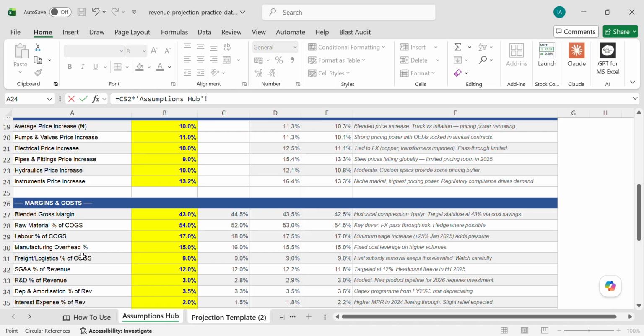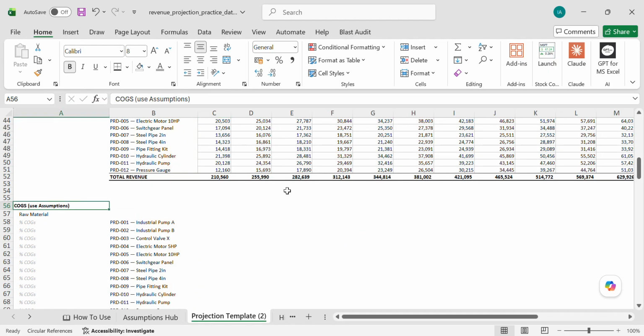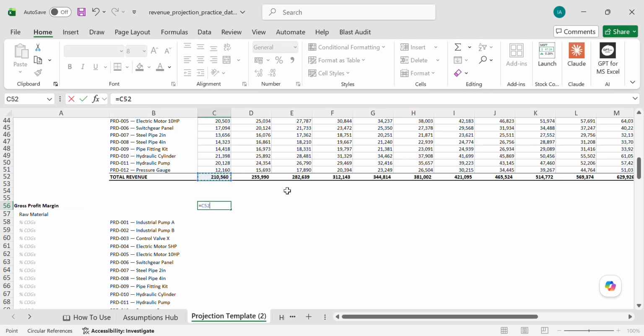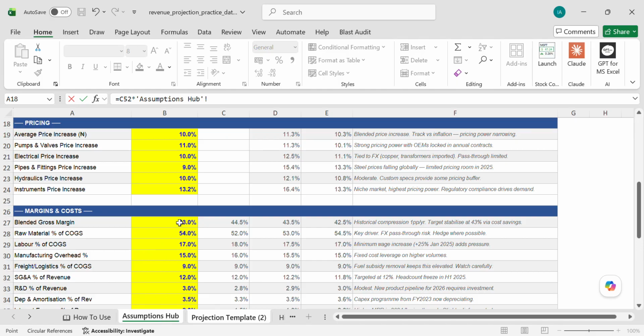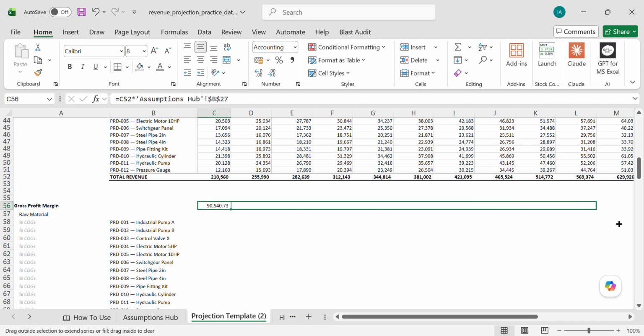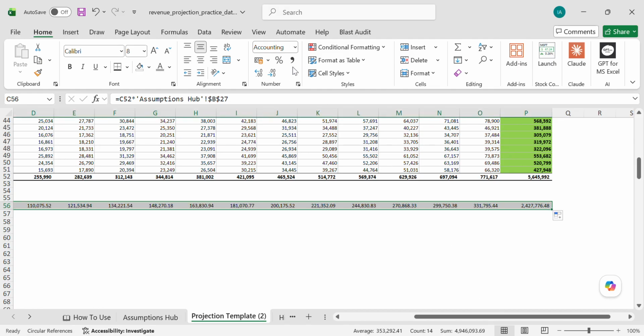So blended margin is, so cost will be around, so gross profit margin. Gross profit margin is, so we are going to do this, multiply by this. So this is the level of gross profit margin before, right, for the business.